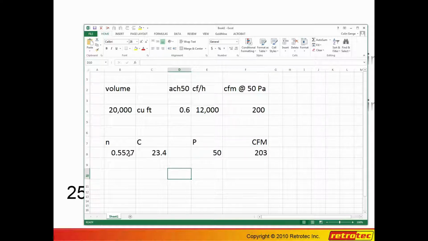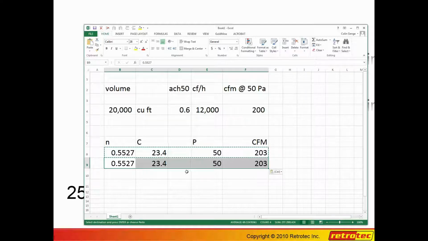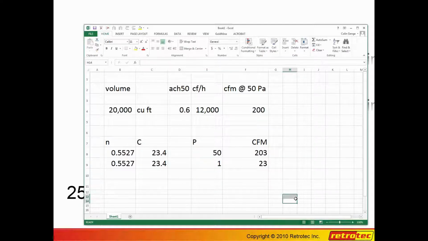So we take the same equation here, we'll just copy it, paste it on that line, and let's see how much flow it will take to get 1 pascal, 23 CFM. So you'll notice this is changed by a factor of 50, but this is only changed by a factor of about 9. That's that power function, or the square root. It's not quite a square root, but that's the power function happening in there. So the first pascal of pressure requires a lot more flow than the next pascal of pressure.